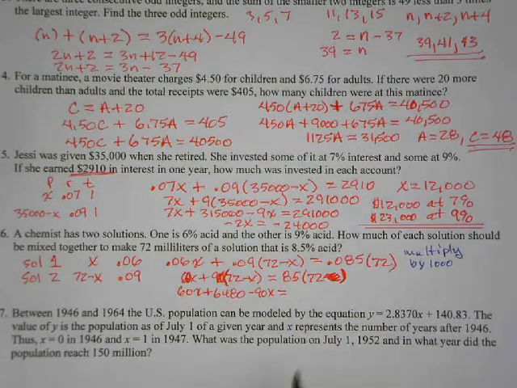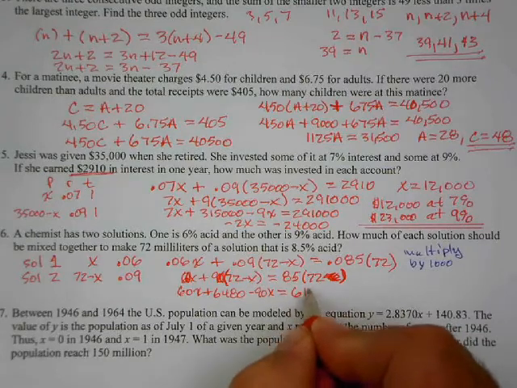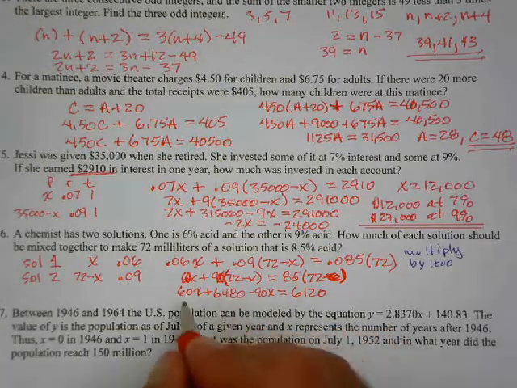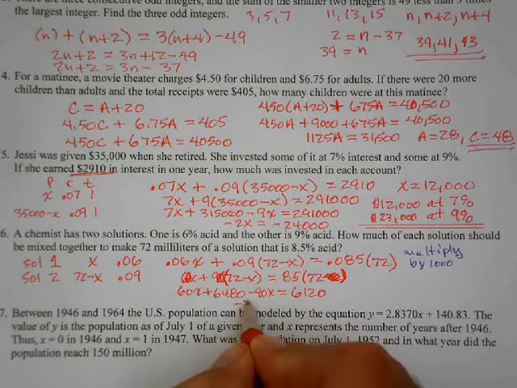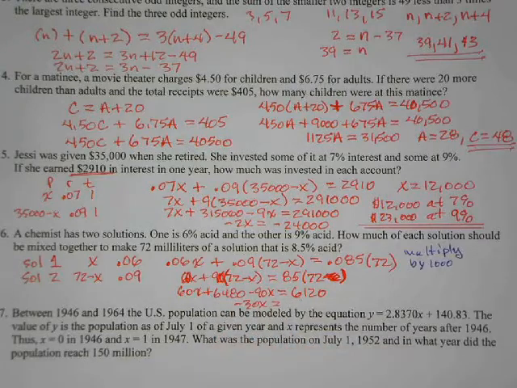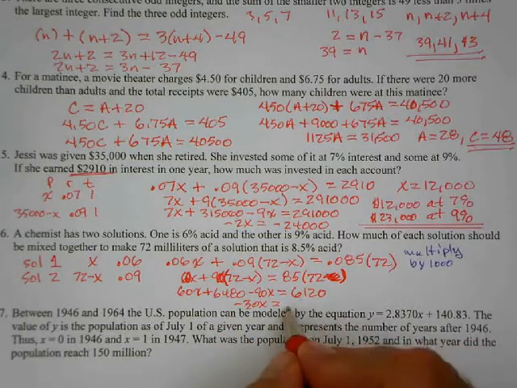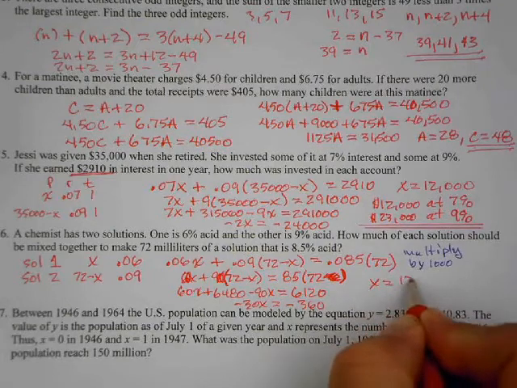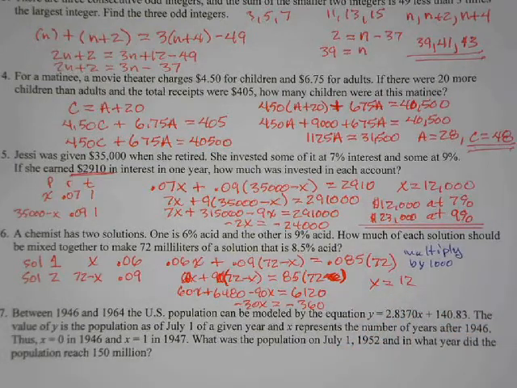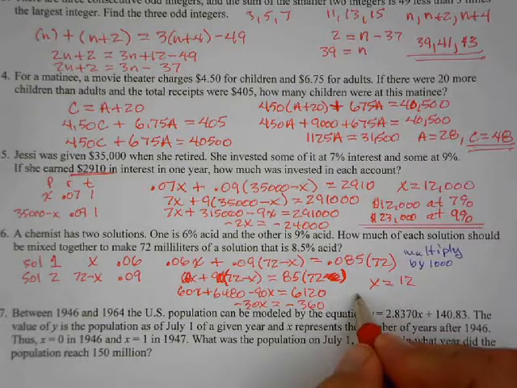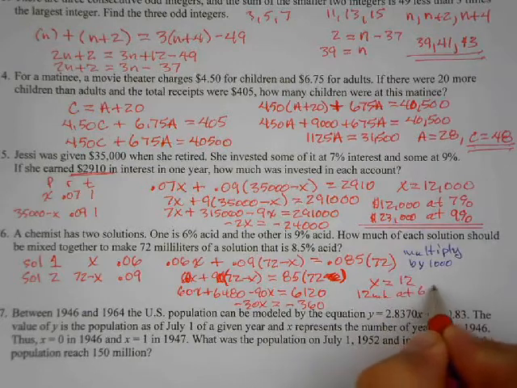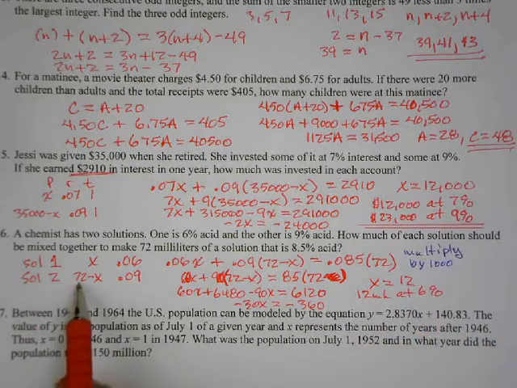Go ahead and rearrange. 60 minus the 90 will give me negative 30x here. Subtract the 6480 from both sides will give me negative 360. And divide both sides by negative 30. And so x equals 12. Now that I know that, I know that I'm going to have 12 milliliters at 6%. And the rest, well, the rest is 72 minus the 12. So we have 60 milliliters at 9%.